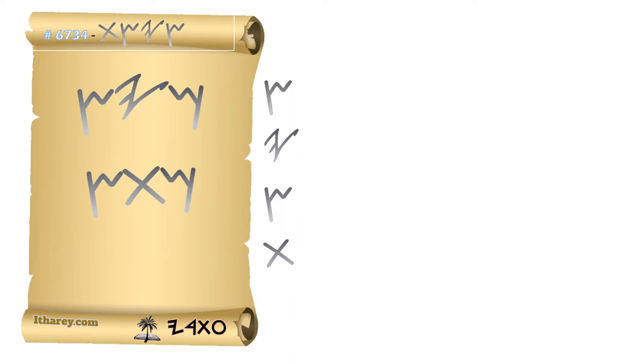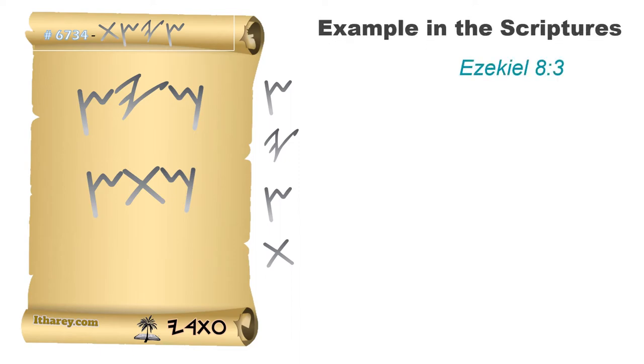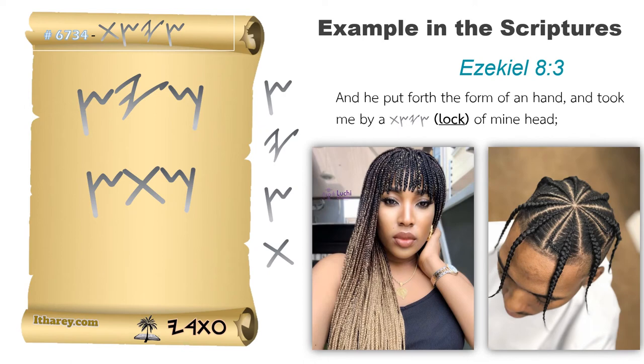I'm going to show you in the scriptures what the word zitzat means. I'm going to prove it so you can understand, and then I will demonstrate it at the end. Let's look at Ezekiel 8:3, because it uses the word zitzat in a different way. "And he put forth the form of a hand and took me by a zitzat of mine head." This was translated as "lock." This is Ezekiel speaking, and he had a zitzat on his head, so he had a braid or a lock.